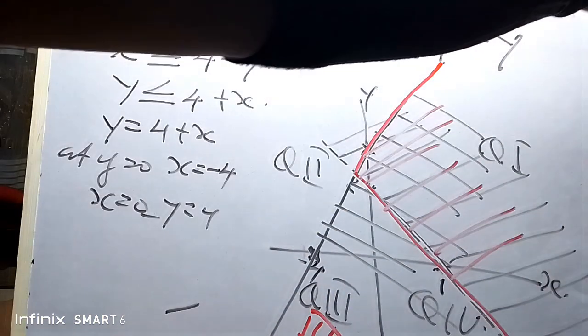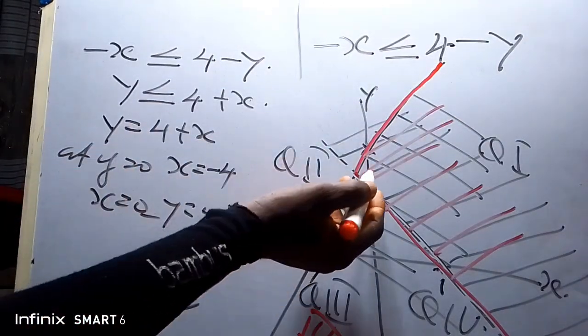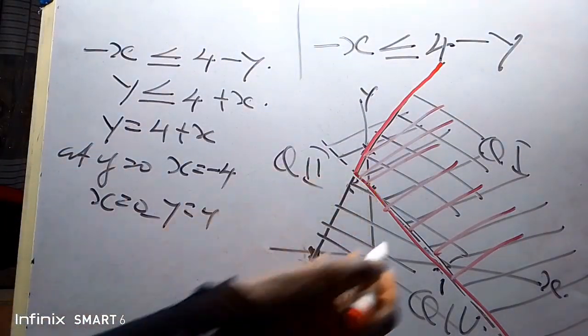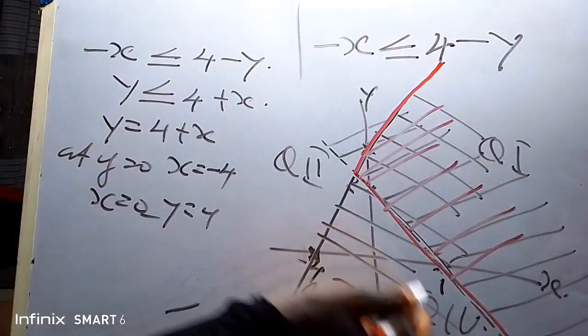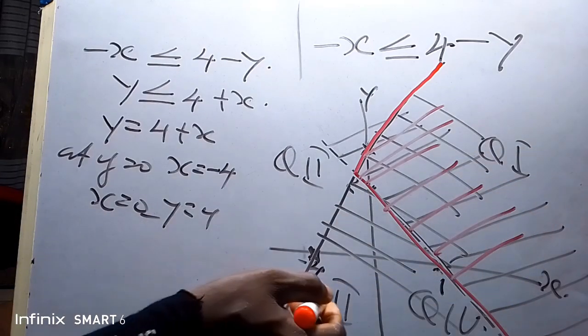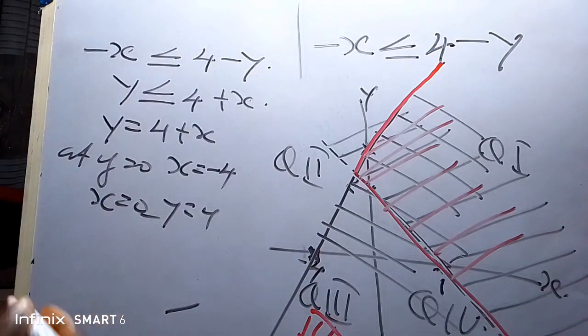So this region, this way, is where the solution is. So part of it is in quadrant 2, and a part of it is in quadrant 1, and of course part of it is also in quadrant 4, but not in quadrant 3. This is how you solve this inequality.